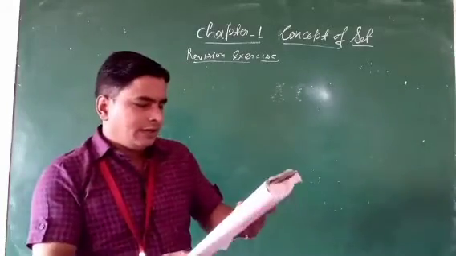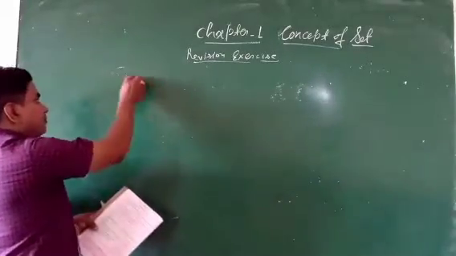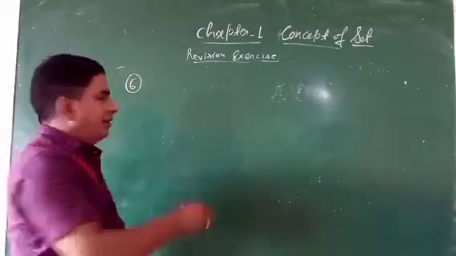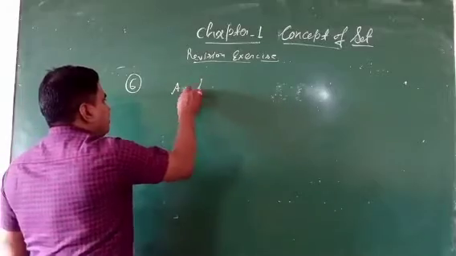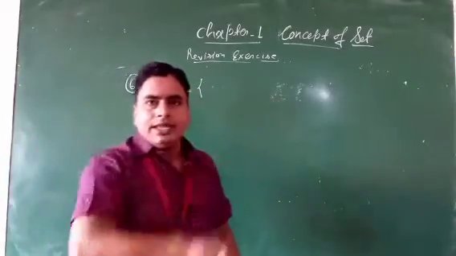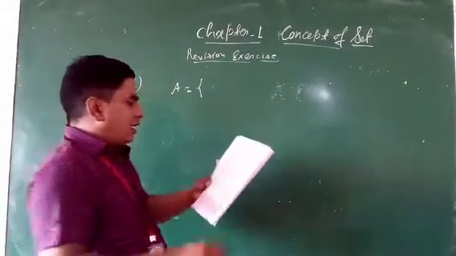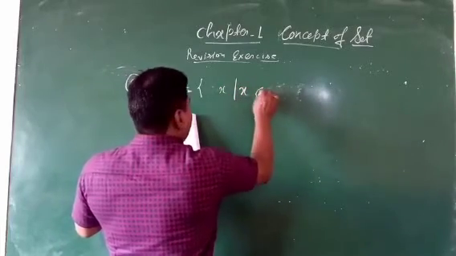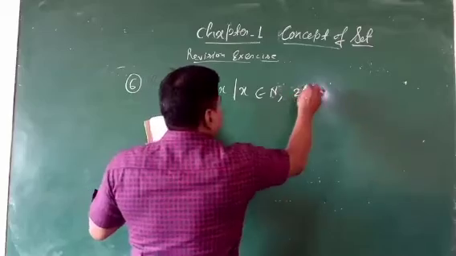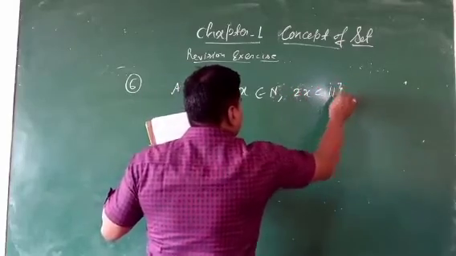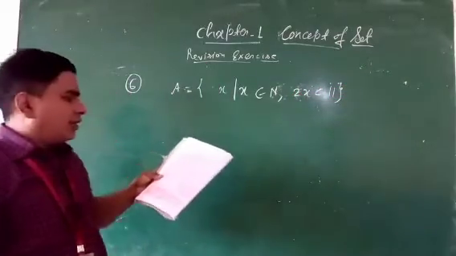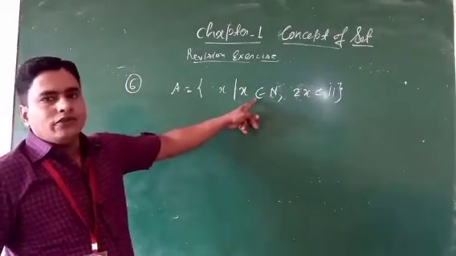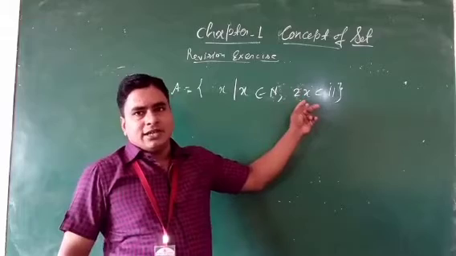Next question, 6-1. A set A is given: A equals x such that x belongs to natural numbers, 2x less than 11. Clear? Means this set of natural numbers which satisfy this condition.